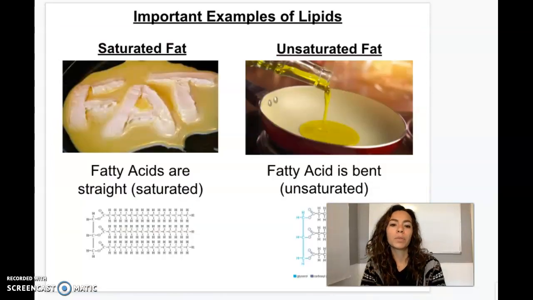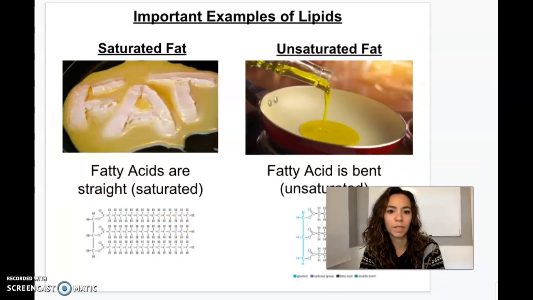Now some important examples here. Where can I move my face so you can see everything?